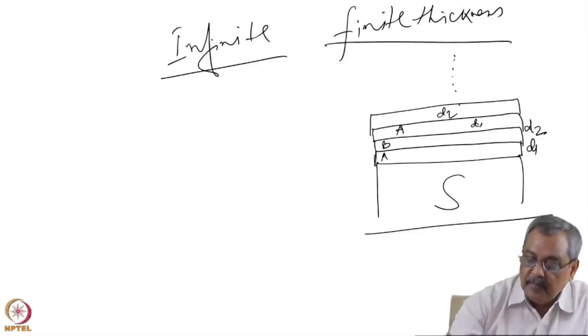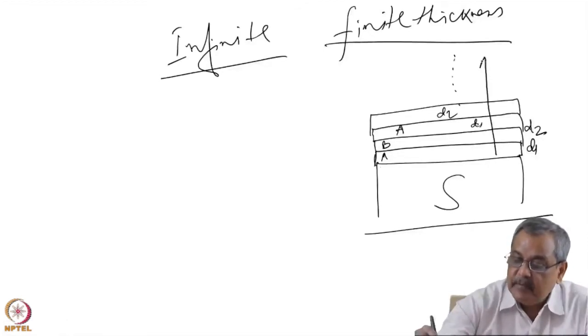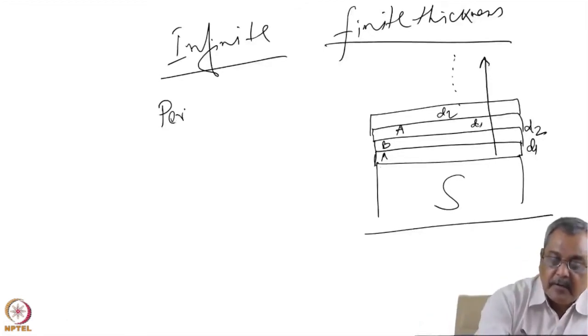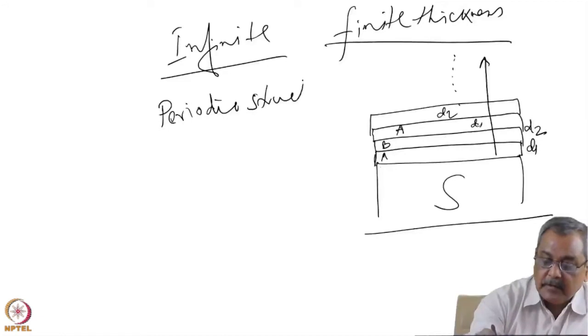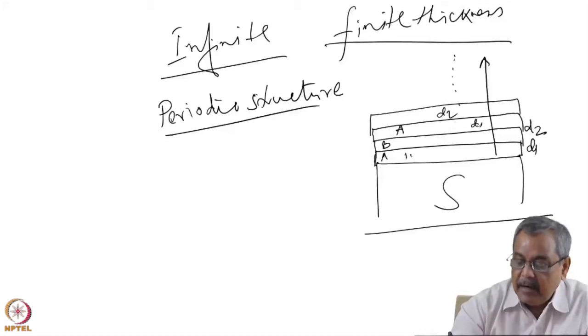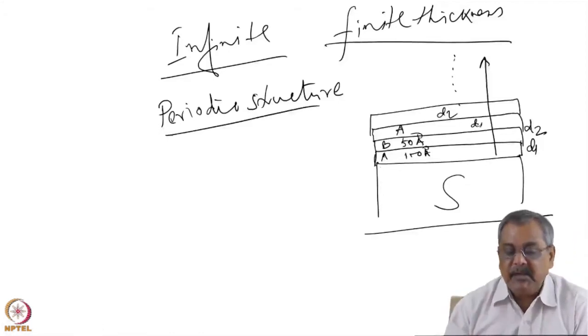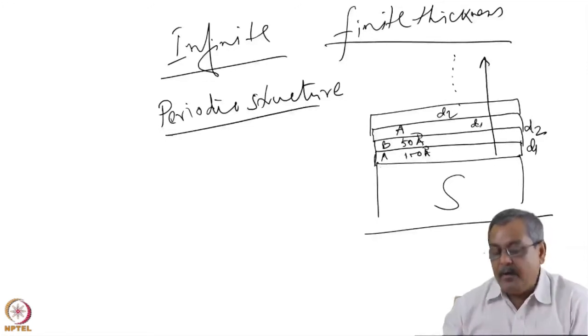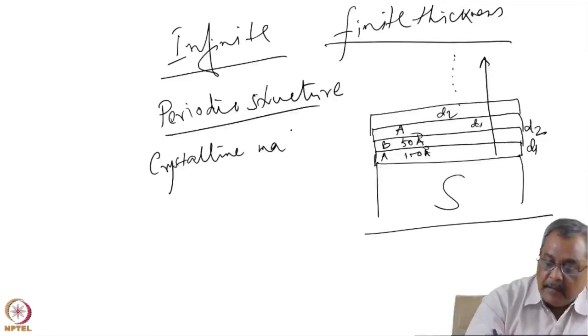So this thin film structure, we often call them thin film heterostructures. In this direction, it's a periodic structure. You will all agree with me, it's a periodic structure. So typically, let me say, this A can be 100 angstrom, B can be 50 angstrom, and so forth. So this is a periodic structure, but the length scales are very different from what you have seen for crystalline materials at atomic level.